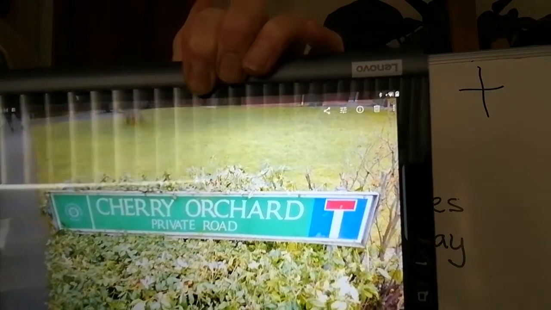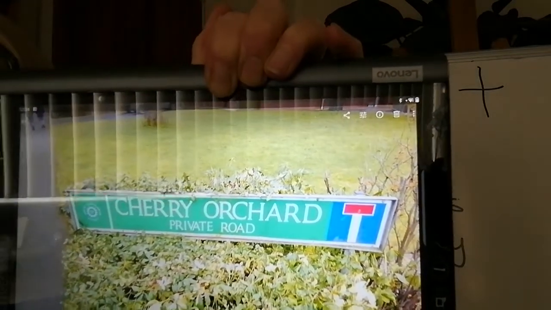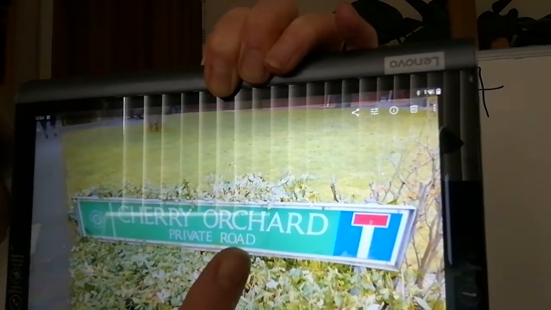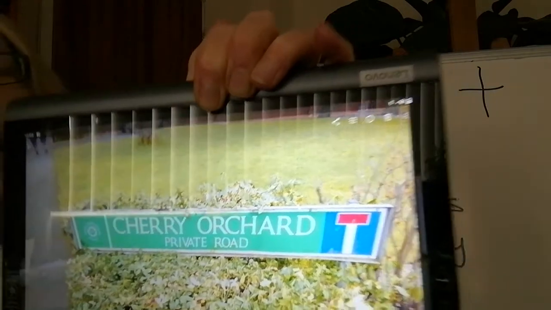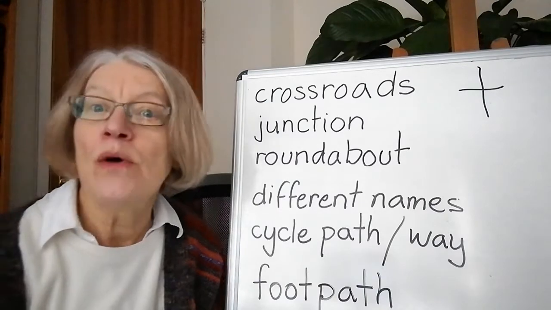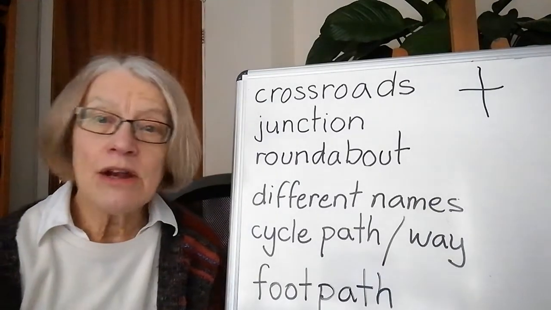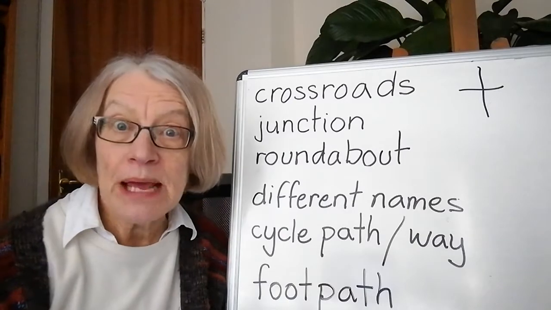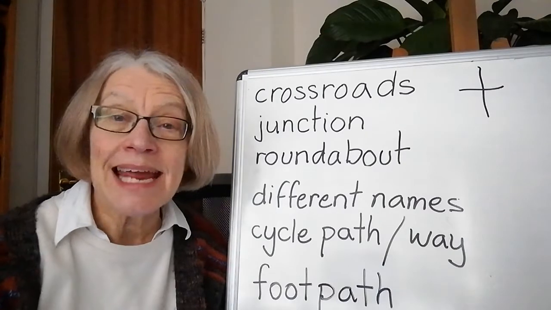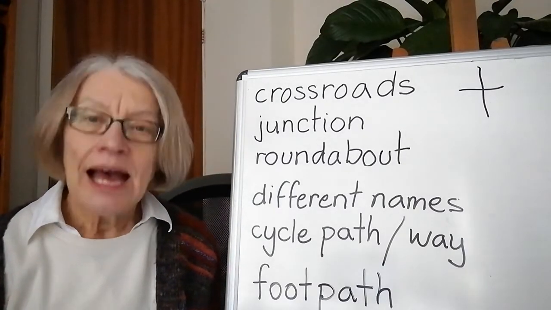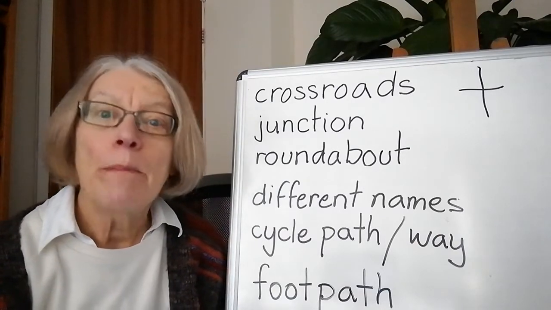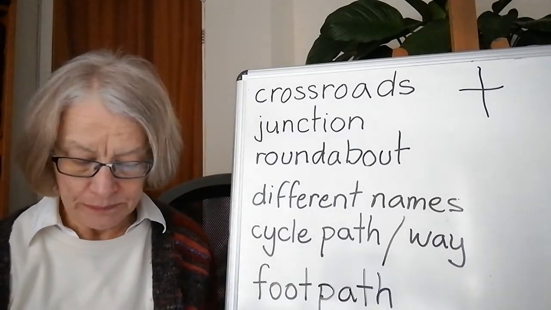And there's also something else special about this road, because underneath you will see it says private road. And that means that it is not owned by the council. It's the people who live in that road who own it, and they have to maintain it. They have to look after it. So where that is the case, we say it is a private road.